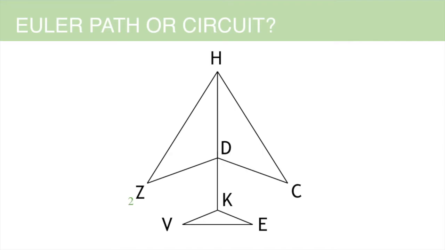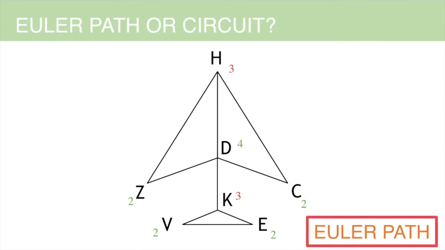So vertex Z has 2 degrees, vertex H has 3 degrees, vertex C has 2 degrees, vertex D has 4 degrees, vertex K has 3 degrees, vertex V has 2 degrees, vertex E has 2 degrees. This graph has 2 odd degrees, which are vertex H and vertex K. So this graph shows an Euler path, not an Euler circuit.